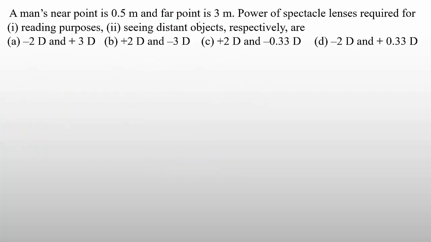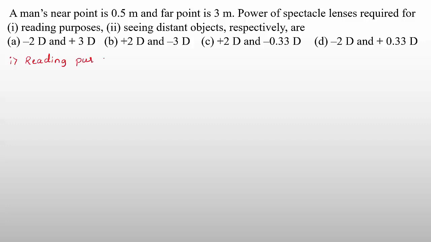5 meter and far point is 3 meter. Power of spectacle lenses required for reading purposes and seeing distant objects respectively are. So we have to calculate power of the spectacles in two cases. That is, the first case is for reading purpose.